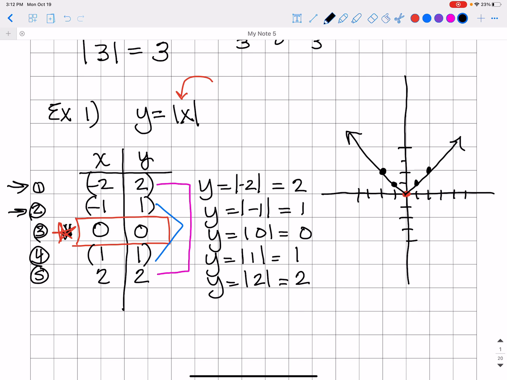Okay, so every time, step 1, you draw your t-chart. Step 2, you decide your middle point for x. Then you pick x's on either side of that, 2 and 2. And then you have to run your x's through the function one at a time, get the y that goes with each x, fill in your t-chart, and then graph each point. Okay, so let's do another example.